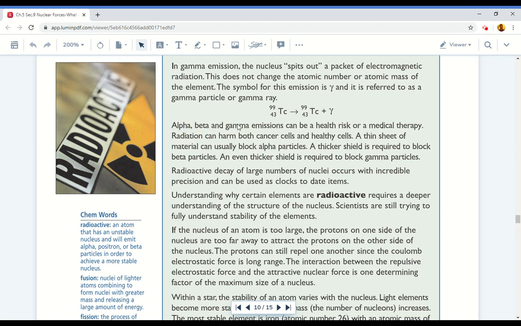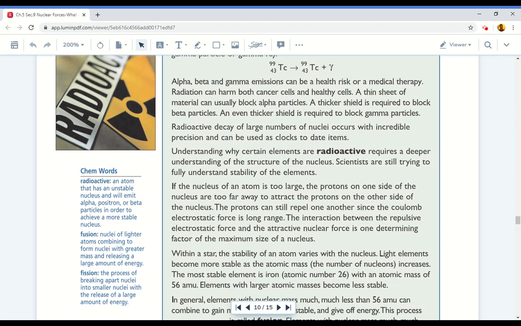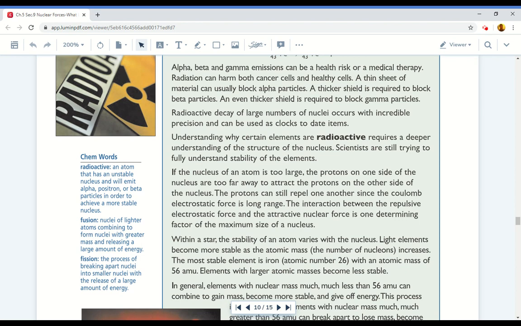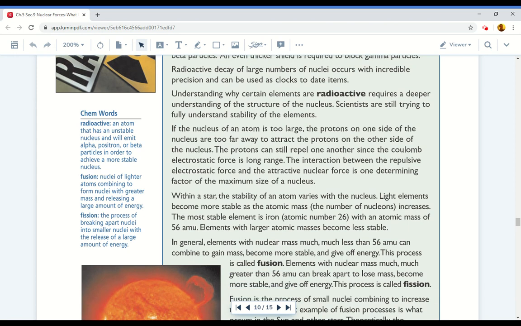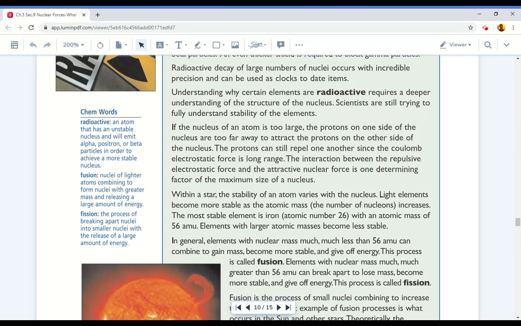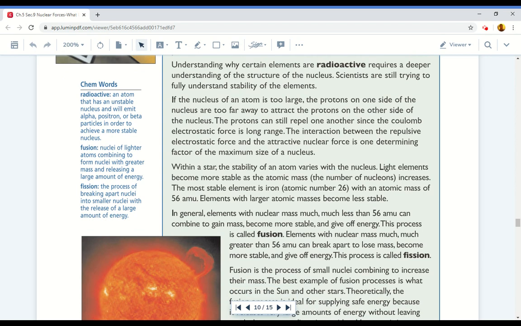Alpha, beta, and gamma emissions can be a health risk or a medical therapy. Radiation can harm both cancer cells and healthy cells. A thin sheet of material can usually block alpha particles. A thicker shield is required to block beta particles. An even thicker shield is required to block gamma particles. Radioactive decay of large numbers of nuclei occurs with incredible precision and can be used as clocks to date items.